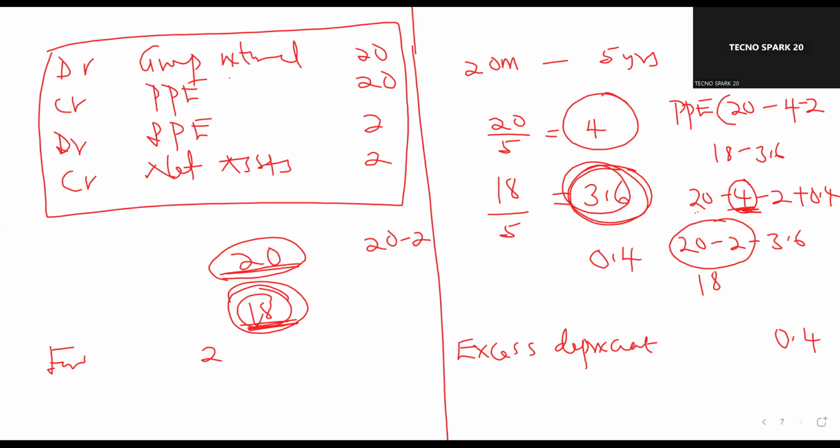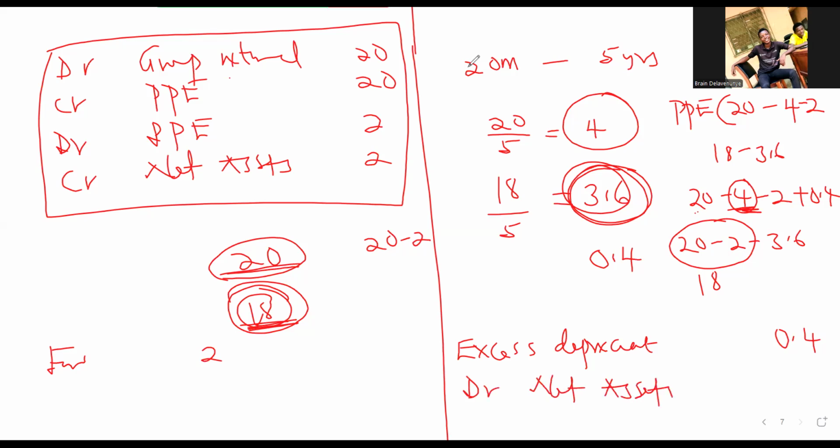Okay, can I pass the general for this one? But let me pass for this one. So this one, what will happen is that you debit your net asset. Debiting your net asset means that your net asset is equity. So debit your net asset with 2 million, credit your PPE with 2 million.